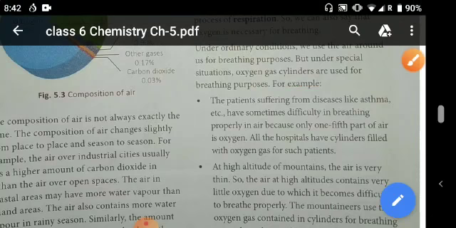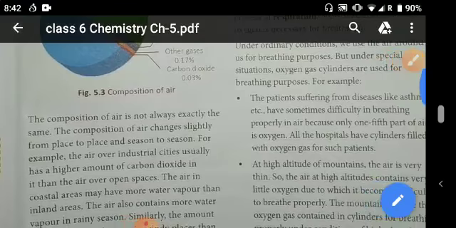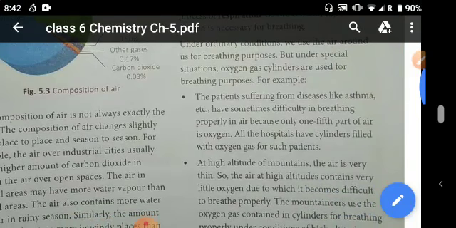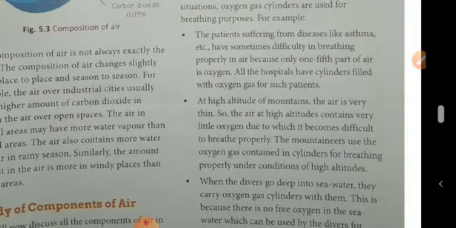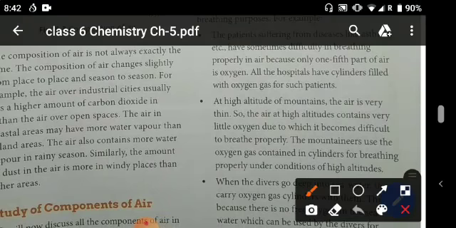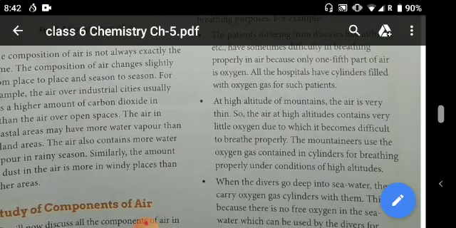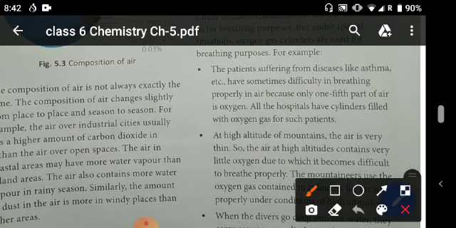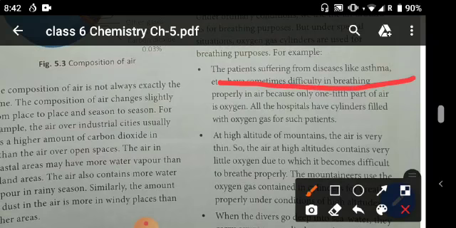Okay, when you climb mountains, what will you use for oxygen? That will be an oxygen cylinder. Patients suffering from diseases like asthma are unable to get a complete supply of oxygen. That's why they use oxygen cylinders.